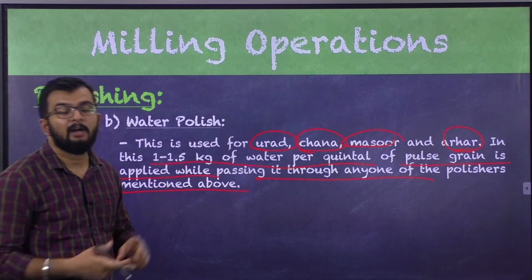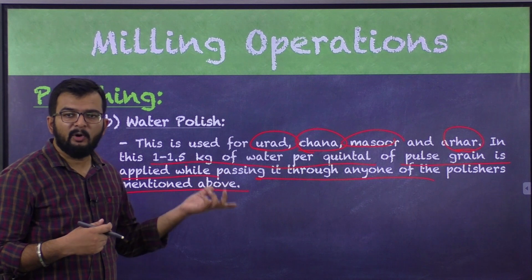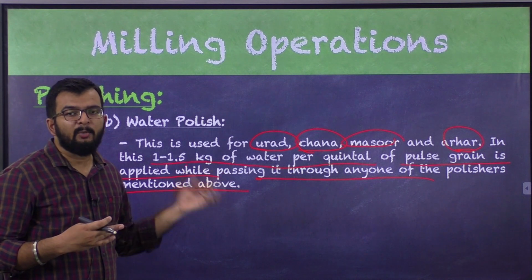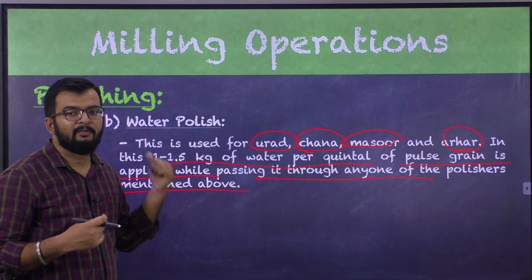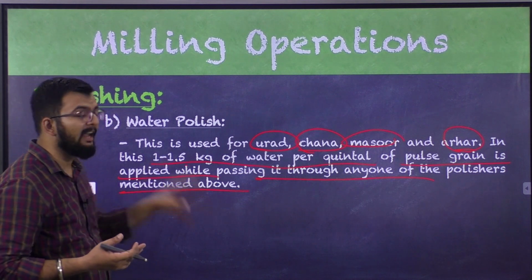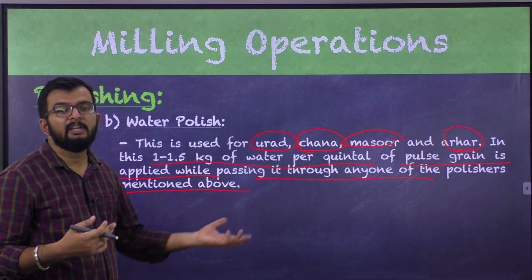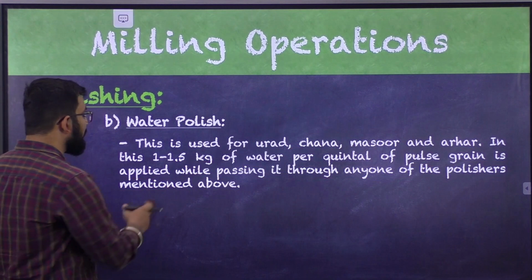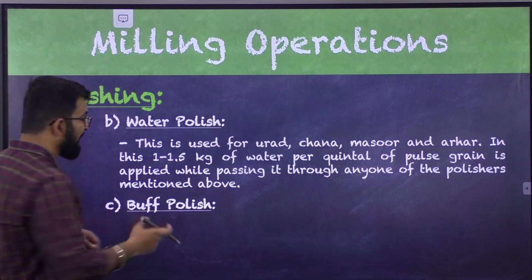So we mentioned the disc roller and different types of polisher, right? So when we are applying water, around 1 to 1.5 kg per quintal of pulses, that will also help you remove any dust or powder on the surface of your pulses.